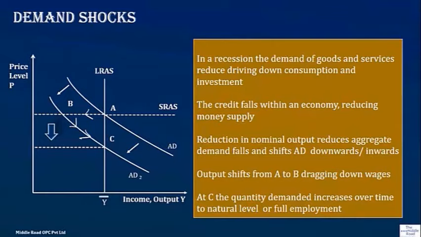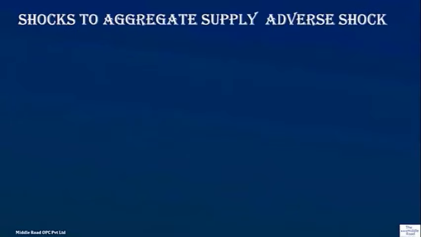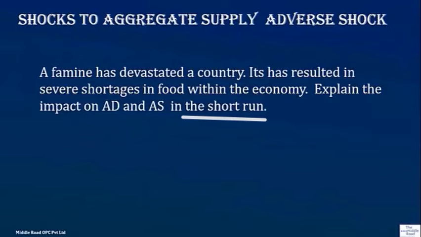So at point C, the quantity demanded increases over a period of time. The output remains constant. In this case, this is a brief transition from A to B and from B to C. This transition, where the output falls and then comes to the natural equilibrium, is sort of the recessionary phase. Talking about now shocks to aggregate supply. So I'm talking about here an adverse shock.